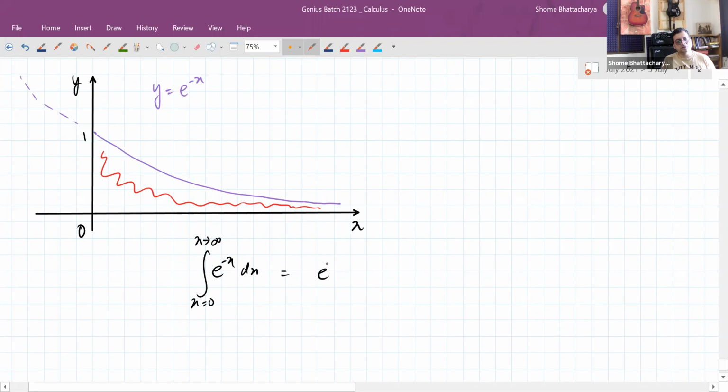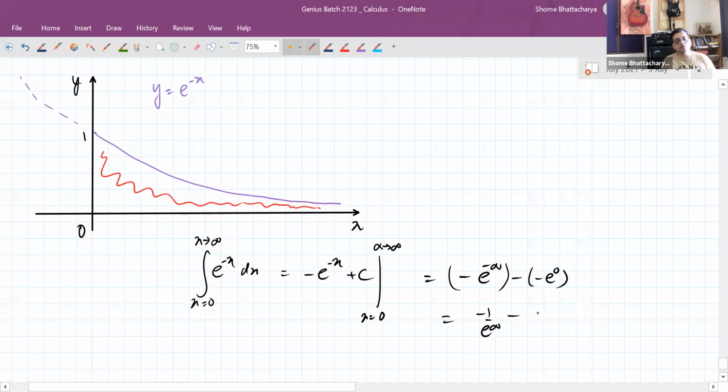This is e raised power minus x with a minus sign. You don't need to write the constant of integration as we had seen earlier. So this is minus of e raised power minus infinity, minus of minus e raised power 0. This is the upper limit, this is the lower limit. So this is 0, and this is one.